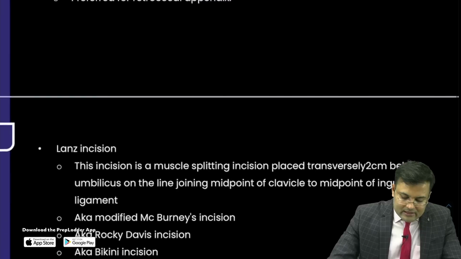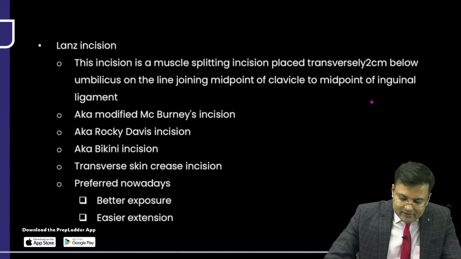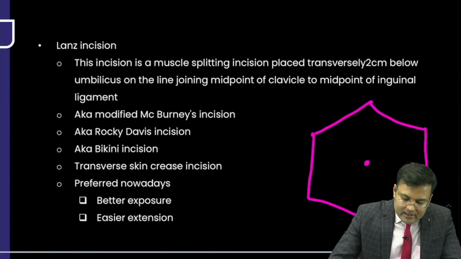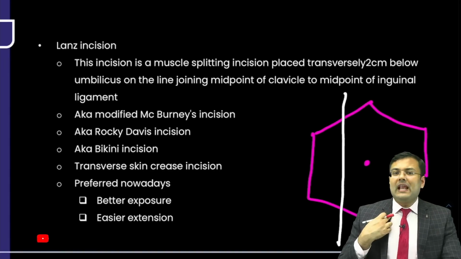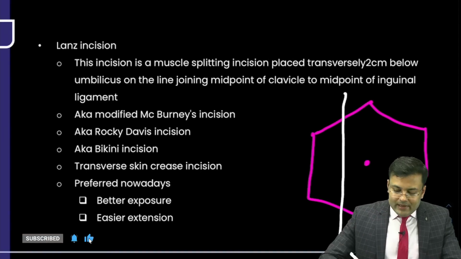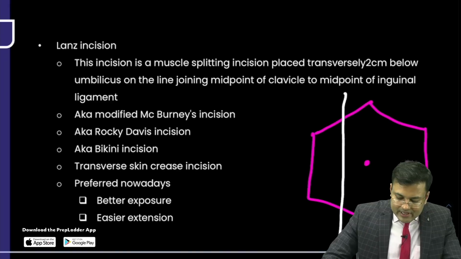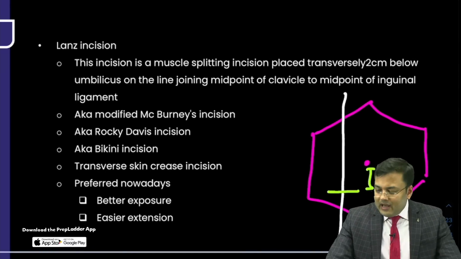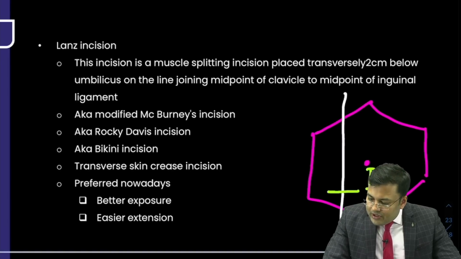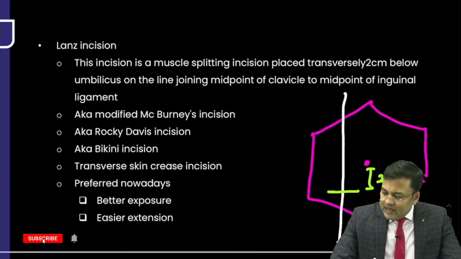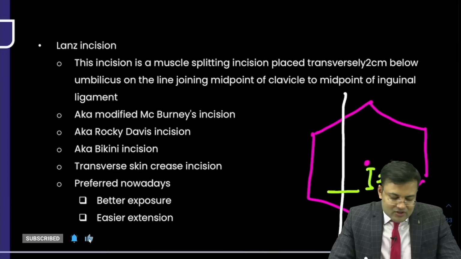After that, there is a cosmetically better incision. See how we give. This is abdomen, this is umbilicus. I am going to join midpoint of clavicle to midpoint of inguinal ligament. On this, I am placing one incision which is 2 cm below umbilicus, and it is a transverse skin crease incision. Tell me what is the name? Lanz, also known as bikini incision. Very good. So, what's the name?